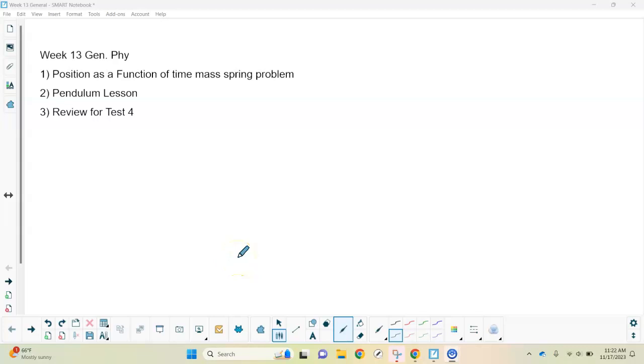All right, everyone. So we are at week 13, and we are wrapping up simple harmonic motion. So we're going to go over position as a function of time with a mass spring oscillator first. Then we're going to get into how a pendulum works and the ideas associated with that. And then we're going to review for the rotation and simple harmonic motion tests.